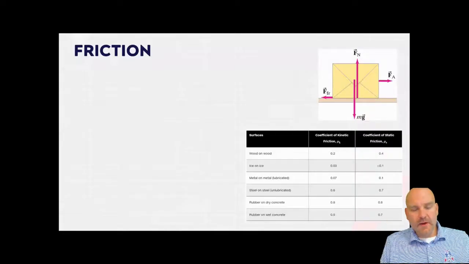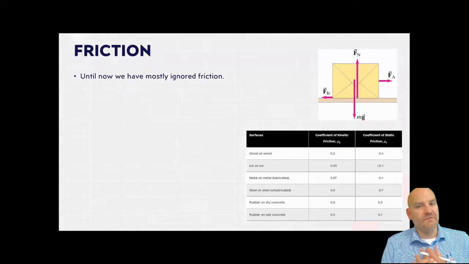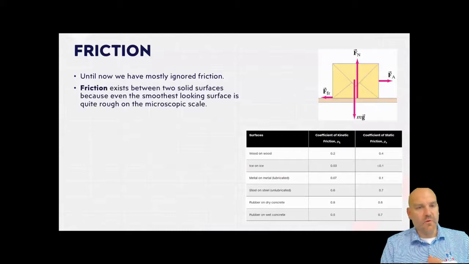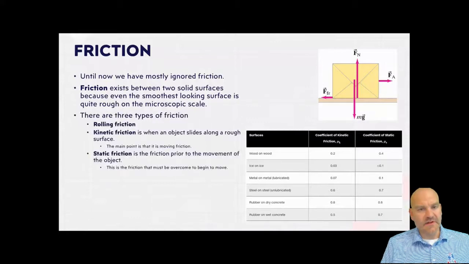Okay, so we've come to friction, right? This is one of the biggest applications of Newton's laws. Everything up until this point we've been focused on a frictionless surface, but we've ignored it, which means we didn't account for what is actually going to oppose motion. Friction will exist between two solid surfaces because even the smoothest surface is quite rough if you go down to the microscopic scale, right?